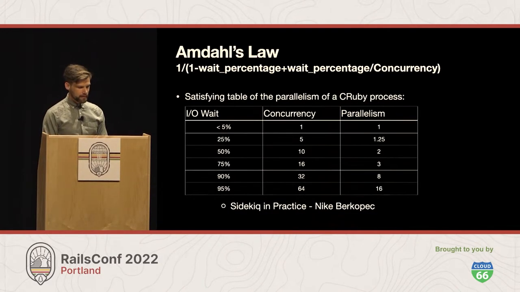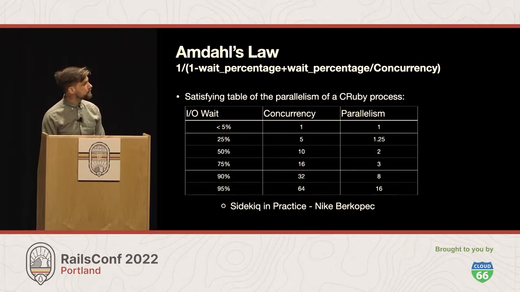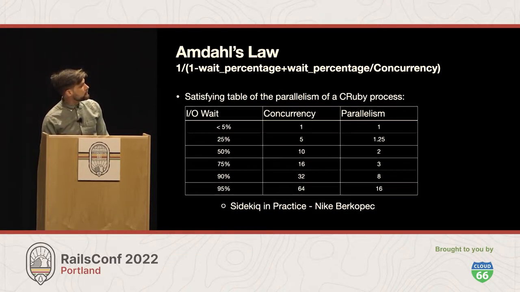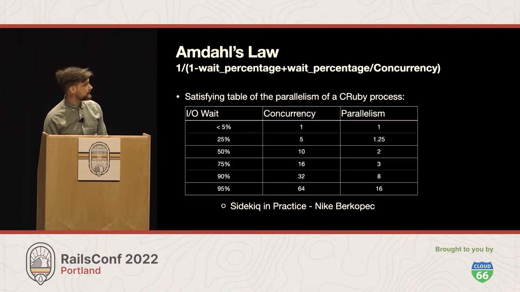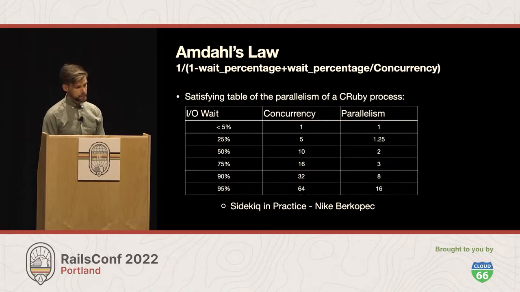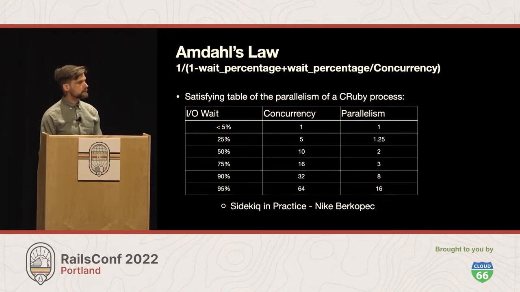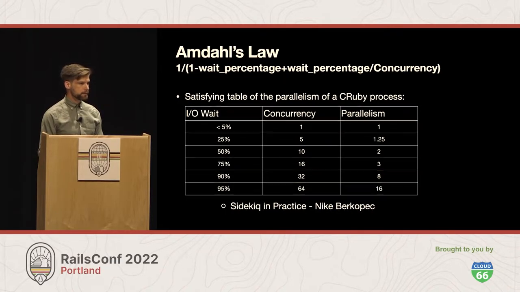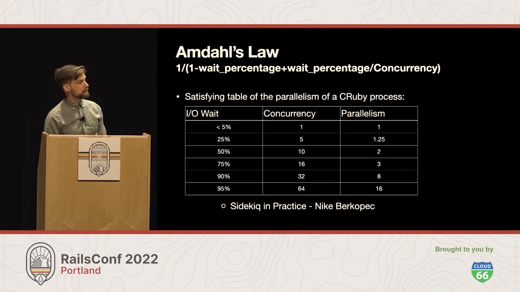Now, going back to the idea of I/O wait and concurrency providing you with partial parallelism, I got this chart again from Nate Berkopec. He blogs about this a lot. He has a great book, Sidekiq in Practice, but this is a useful table that's derived from Amdahl's law. I don't want to talk too much about theory because that's not what I do, but it's basically this calculation at the top that is the percentage of the time your job is waiting and the amount of concurrency, right? So dividing the amount of concurrency by the percentage of wait will give you the speed up benefit or the parallelism value.